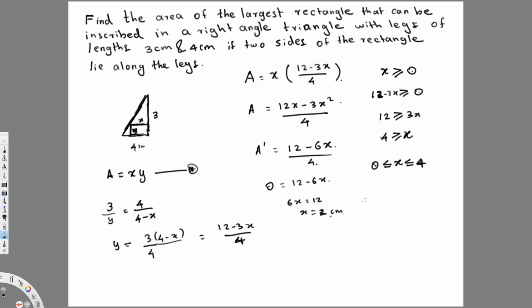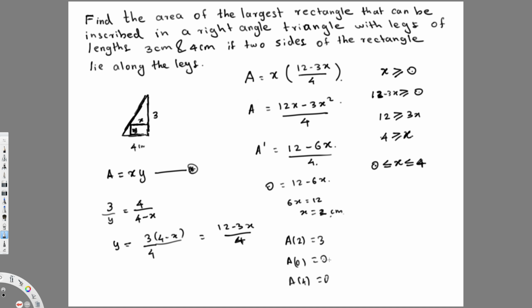So let's check all the values by putting them in this equation: A is equal to x times (12 minus 3x) over 4. If I substitute these values, first let's calculate for x equals 2. If I substitute this value, I get 3. If I substitute 0, I get 0. And if I substitute 4 for the x value, I get 0.